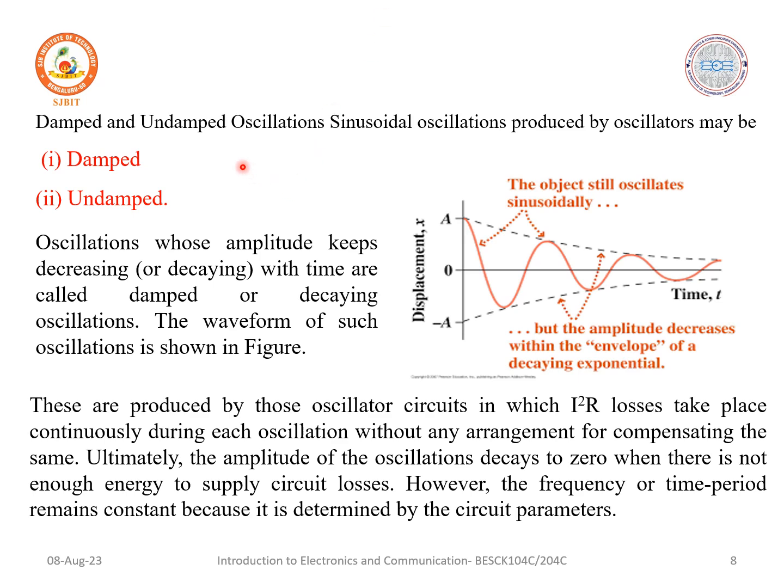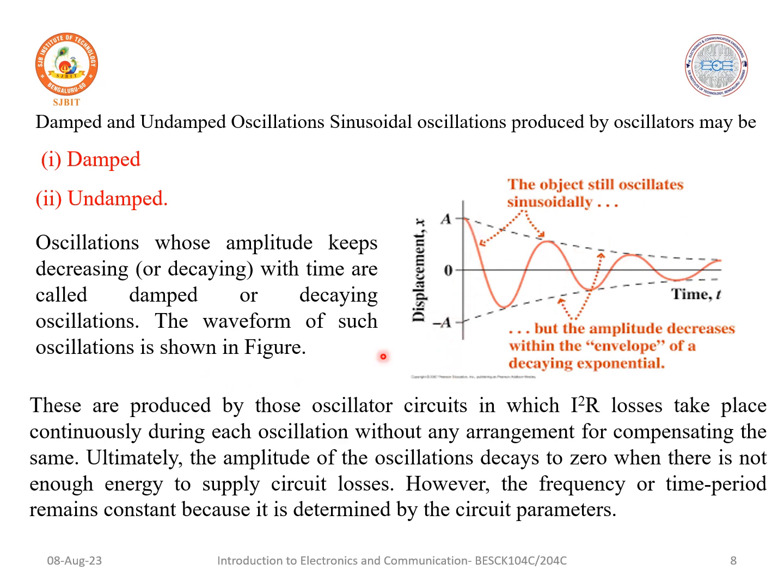Consider damped and undamped oscillation. Sinusoidal oscillation produced by an oscillator may be damped or undamped. What do we mean by damped and undamped oscillation? Oscillations whose amplitude keeps decreasing or decaying with time are called damped or decaying oscillations. The waveform of such an oscillator you can see in the figure.